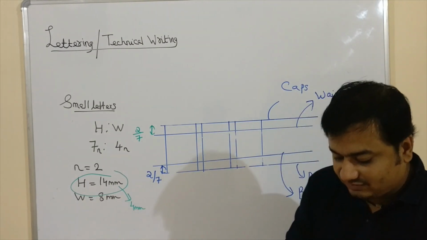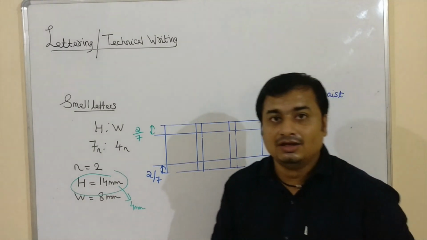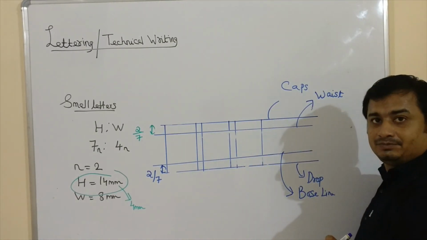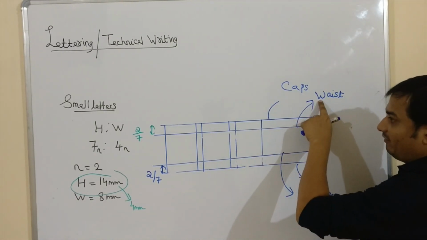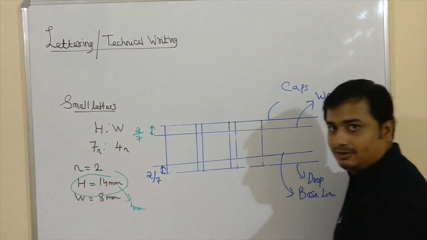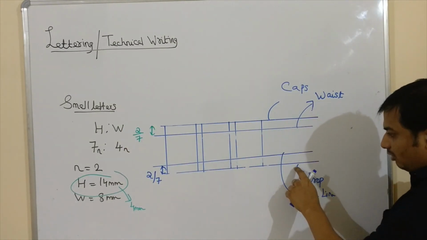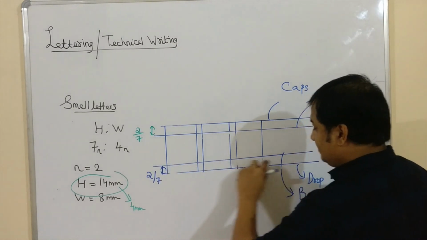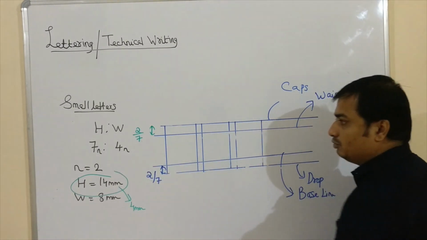So how many lines have we introduced in case of small letter? 4 lines. The top line is the caps line. Below caps, there is the waistline at a ratio of 2/7. The bottom line is called the drop line. At the top of the drop line, there is a baseline, again at a ratio of 2/7.